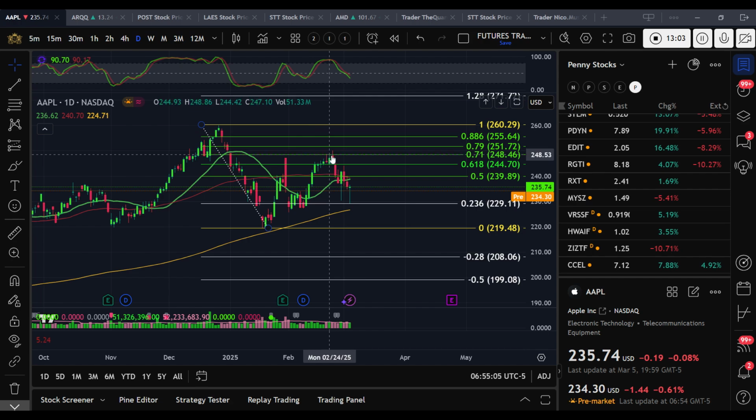So we've not yet gone to the 886 on this chart, which I do think we kind of need to do. That will put us at 255. And I would expect that when we do that, we're going to get another retrace down. So let's reverse this fib.